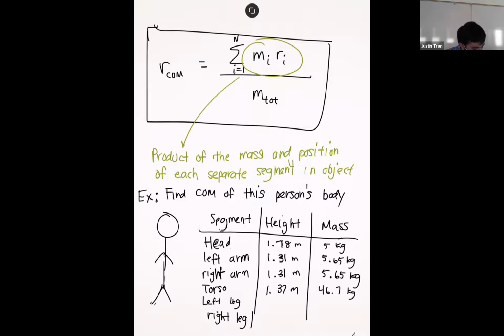All right, so left leg is going to be 0.6 meters. Question: does it matter where the arm height is measured? For this example, we're going to assume the arms are to the side. But after this, we're going to do an example where the arms are raised up, and we're going to see how that affects the center of mass. Yeah, it's going to be measured at the elbow.